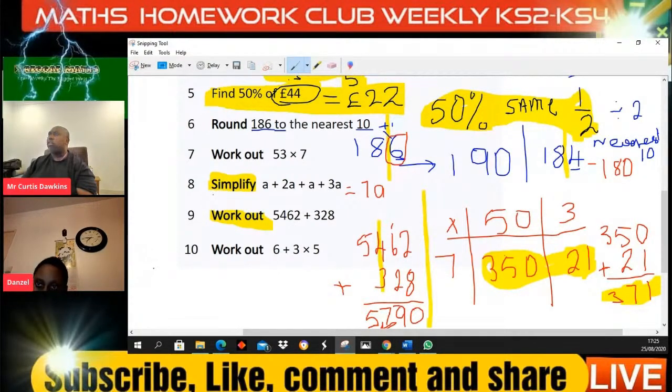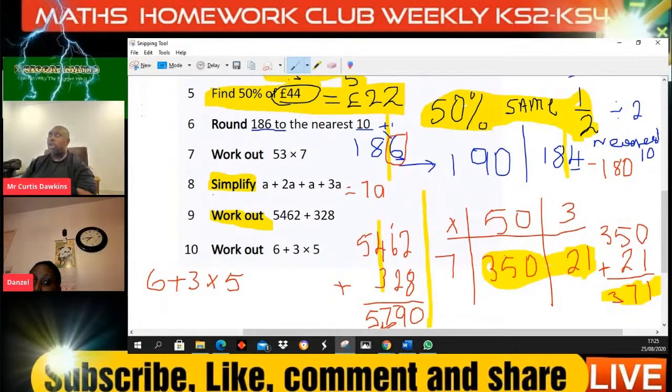Now, have you come across this before? 6 plus 3 times by 5. Have you come across this before? What do you do first, Denzel? How do you work this out? So 6 add 3. No.